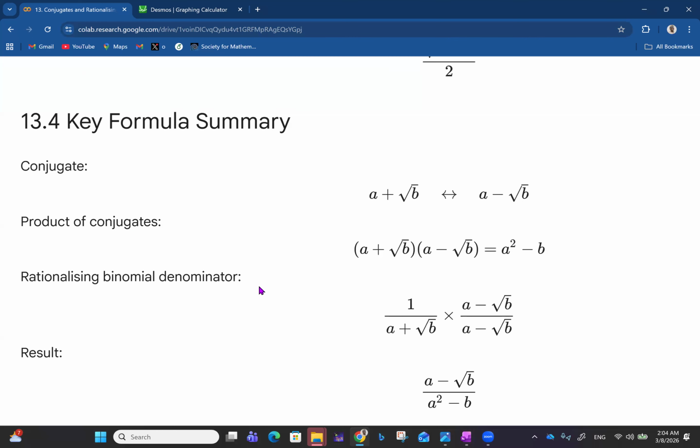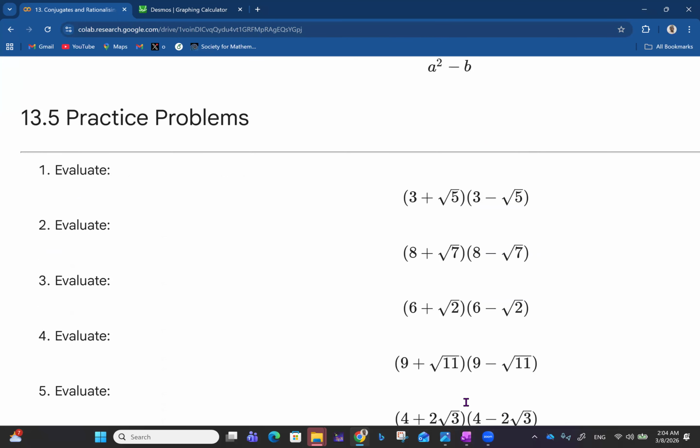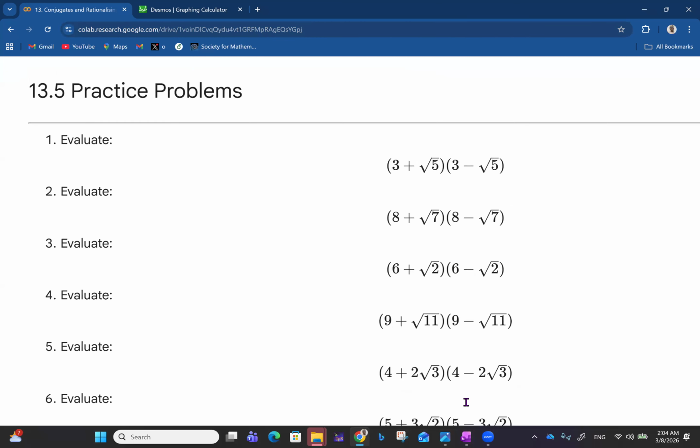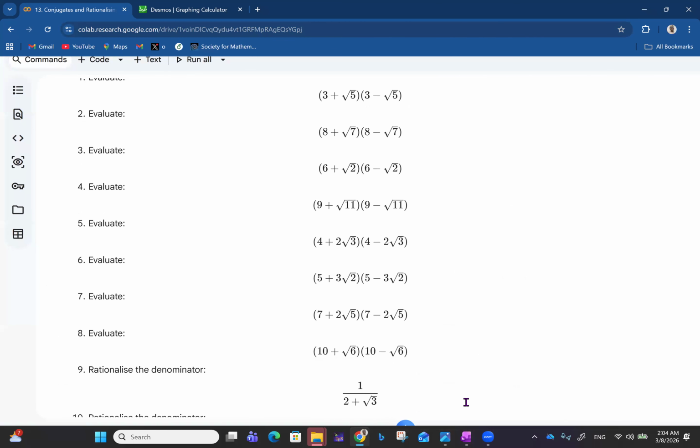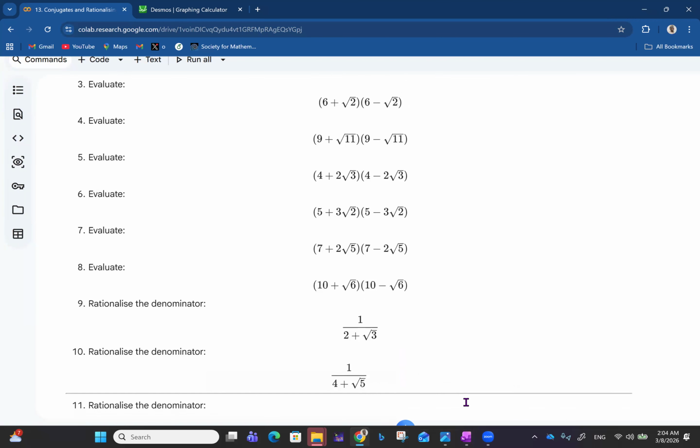And then you can rationalize a binomial denominator, where you have 1 over a plus root b times a minus root b over a minus root b. And then the expression becomes a minus root b all over a squared minus b. The essence is that at the end of the day, you don't want to have any square roots in the denominator. Okay, so I'm going to solve 2 of the practice problems as usual, so I can drive the point all the way home.